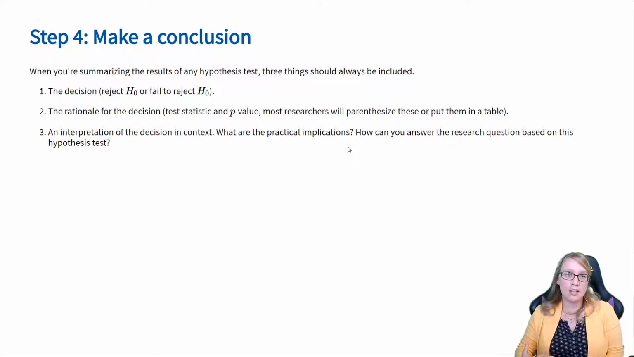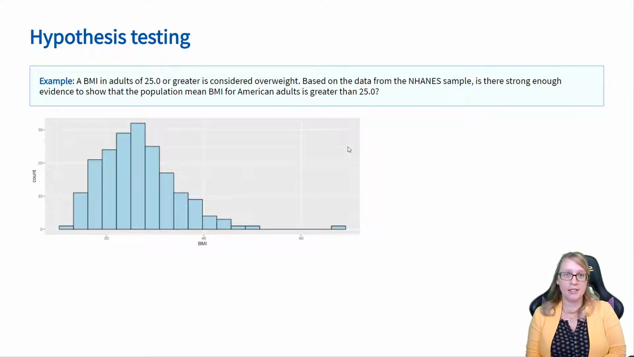Statistics shouldn't be done alone. It's the language of the sciences. So we need to be able to translate our conclusions back into the sciences. So what are the implications? How have we answered the research question? So let's take a look at some examples.